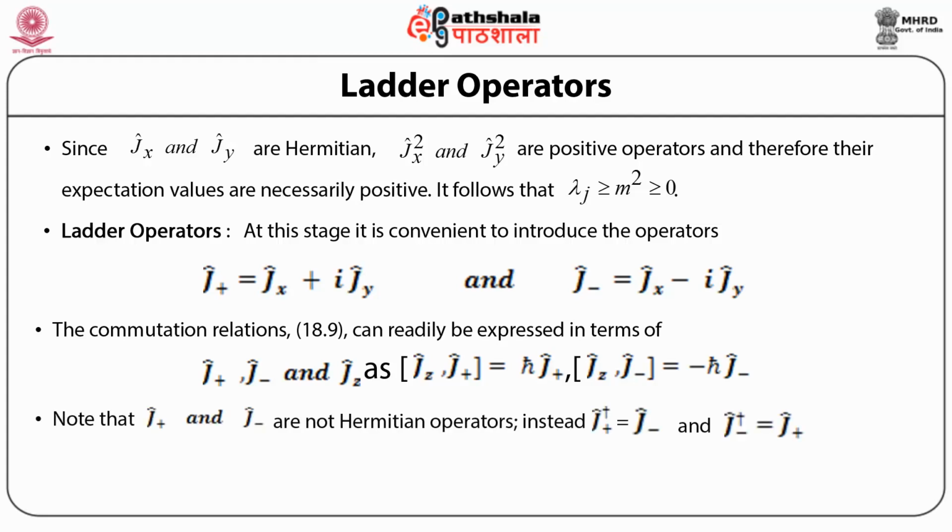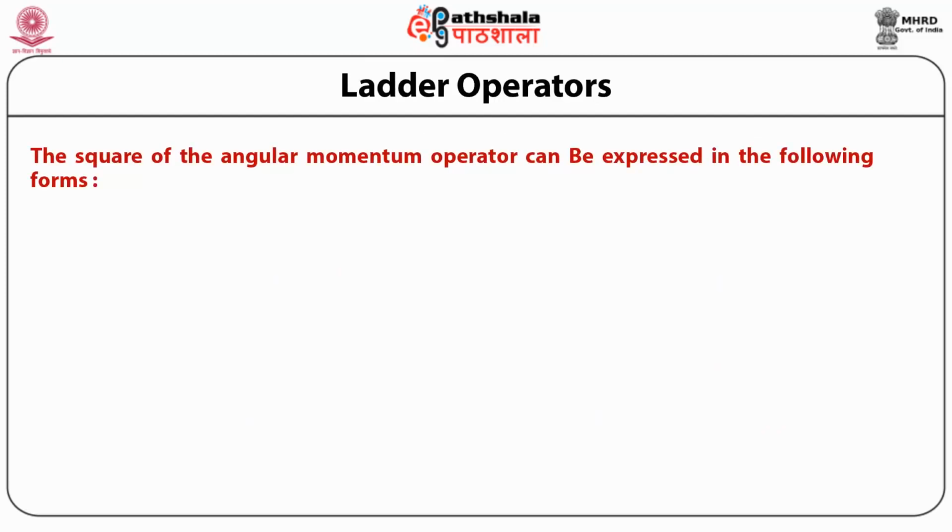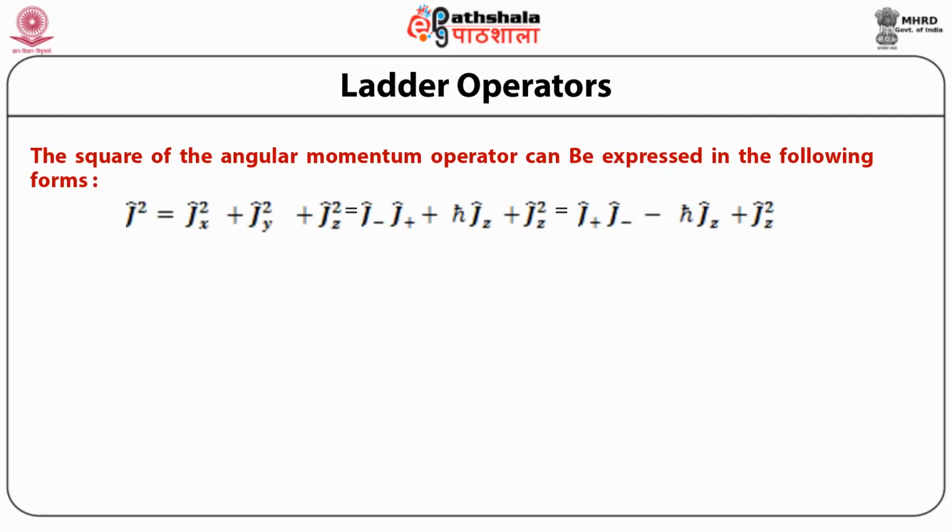We note that operator J+ and operator J- are not Hermitian operators. Instead, the complex conjugate of operator J+ is equal to operator J-, and the complex conjugate of operator J- is equal to operator J+. The square of the angular momentum operator can be expressed in the following forms. Operator J² is equal to operator Jx² plus operator Jy² plus operator Jz².